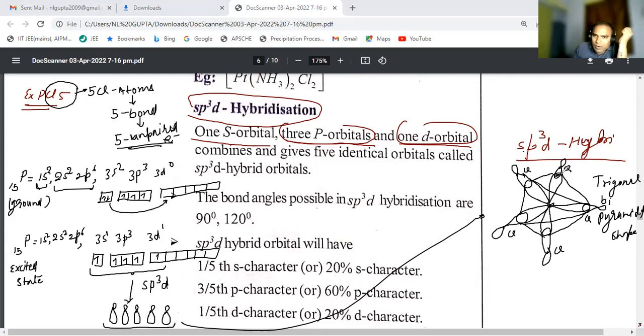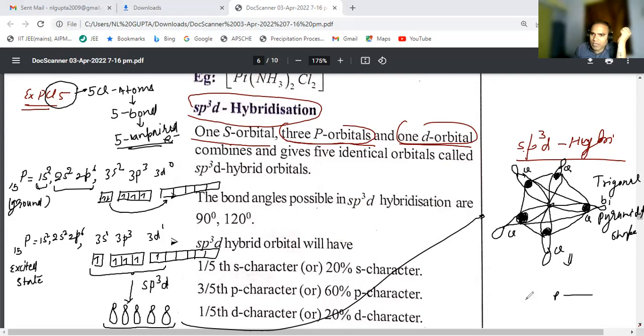Here a sigma bond is going to be formed. This is the second one. Here you can see the third one. Here you can see this is the fourth one, and this is the fifth one. Now come to the bottom. So phosphorus is in the center.